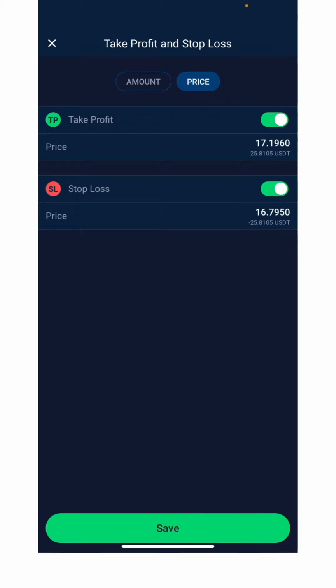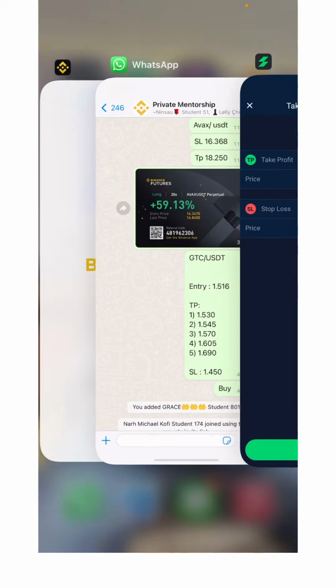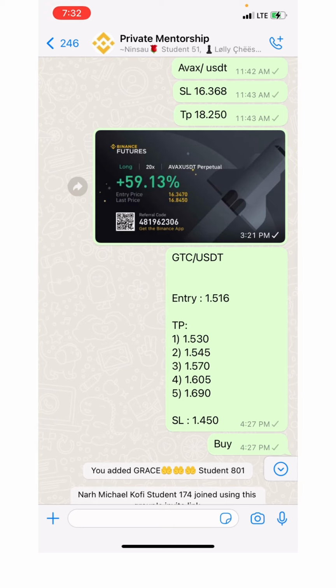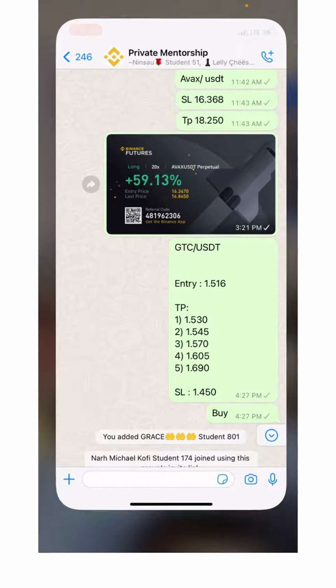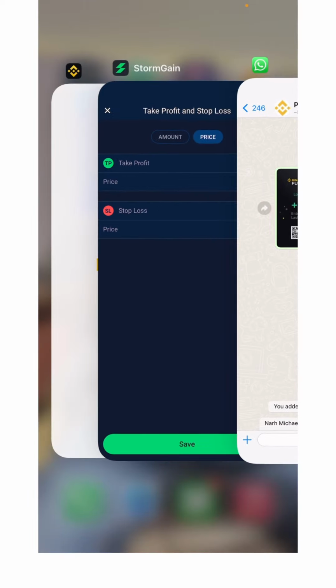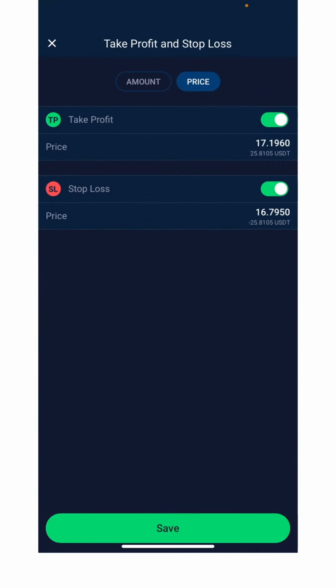So you click on this one to turn it on. Now you are going to enter the take profit that I share in the group. So the take profit is the TP. So you can either decide whether you want to use TP4 or you want to use TP5 or TP3, each one that you like. Then we have LS. For the LS, it's compulsory you copy it and come and paste it here. So this is where you are pasting your LS. Then you just click on save. So this is how you trade on StormGain.